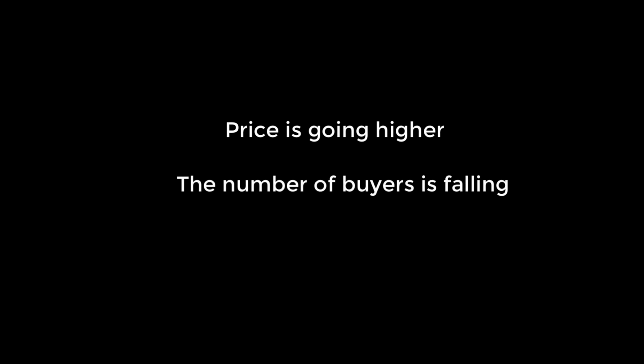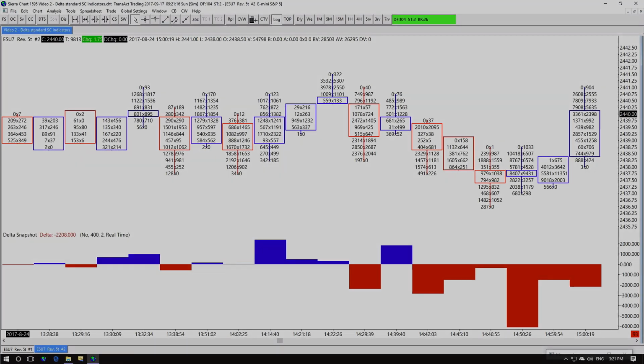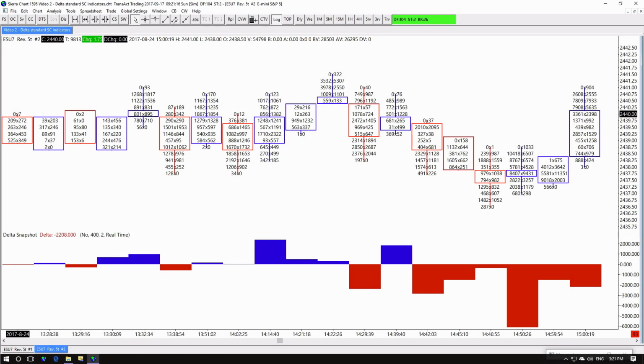If I say to you that price is going higher, but the number of buyers is falling, do you really feel like buying? We know from basic economics that as price rises, demand falls, and this is exactly what we're seeing. If we have falling demand, we don't expect price to continue to rise. So if we're in a long position, we could consider taking profit. We certainly wouldn't be thinking about entering a long trade. So we want to be aware that demand is falling, and then we can consider what may happen.